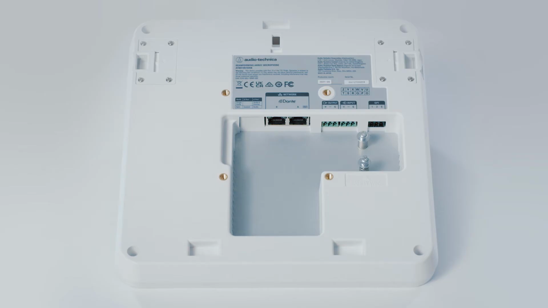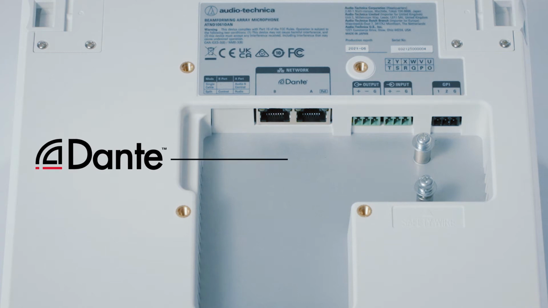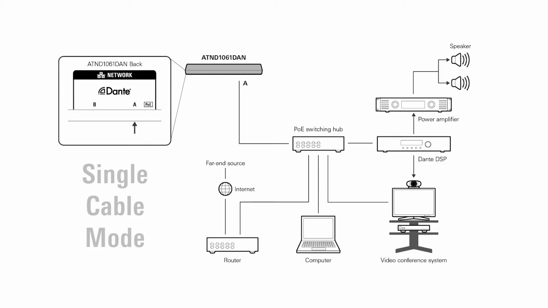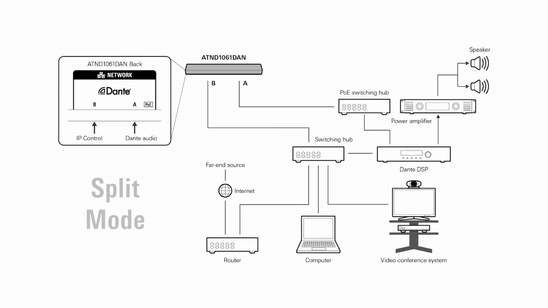The microphone has two network ports. In single cable mode, network audio and microphone control data are sent together over a single standard category cable through the A port. In split mode, network audio and microphone control data are sent separately over two category cables through the A and B ports.